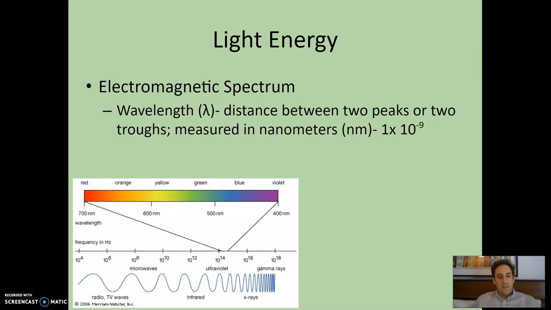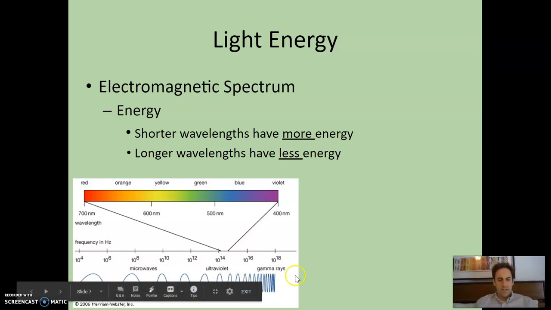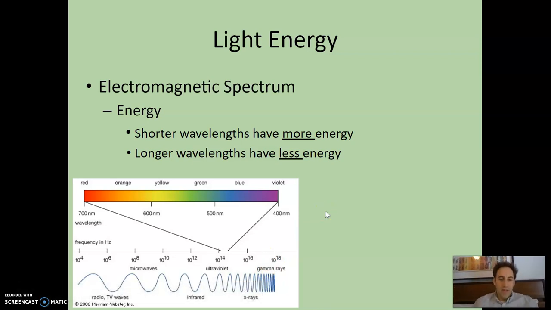So wavelength is just the way of characterizing the distance between these two peaks, and it correlates to energy. Shorter wavelengths have more energy, longer wavelengths have less energy. And I think just looking at that picture, if you look at these gamma rays, you could imagine, if you were on a beach and the waves were coming at you that way, that's high energy.